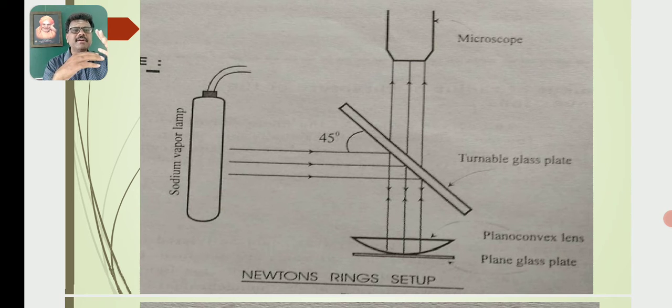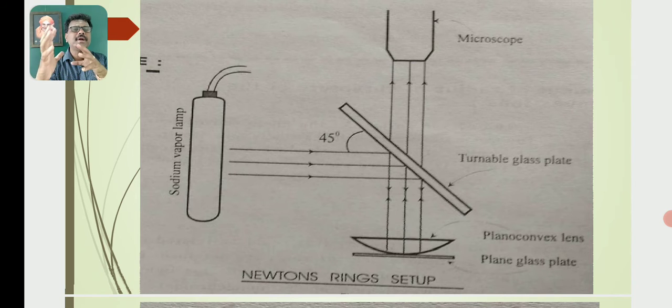Then an inclined turnable glass plate is placed at a certain height above the Newton's ring set, which can be inclined at an angle of 45 degrees. The source is placed in front of that inclined glass plate. Then the microscope is placed above the system.